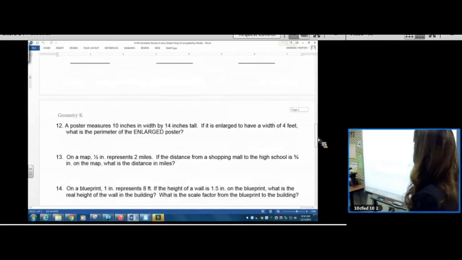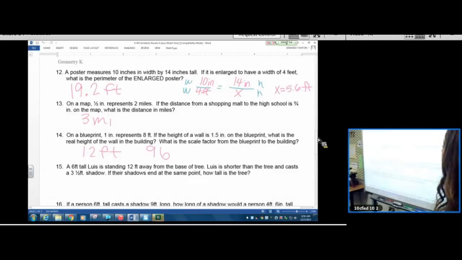All right, on the back. All right, 19.2, we're going with it. Cool.